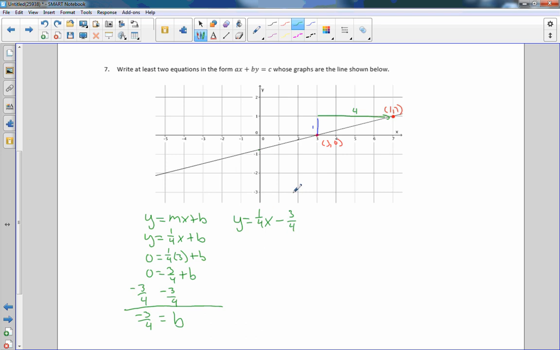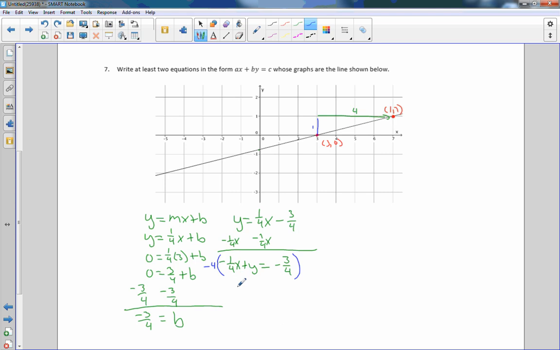There's my equation in slope-intercept form, but it says to write at least two equations in the form of ax plus by equals c, standard form, whose graphs are the line shown below. So I need to put this in standard form by moving my x, and that's going to subtract 1/4 x from both sides. And when I do that, I get negative 1/4 x. That's a positive y, so plus y equals 0 minus 3/4, which is a negative 3/4. This is not standard form yet because I can't have fractions and a can't be negative. So I'm going to multiply by a negative 4 to get rid of the fraction.